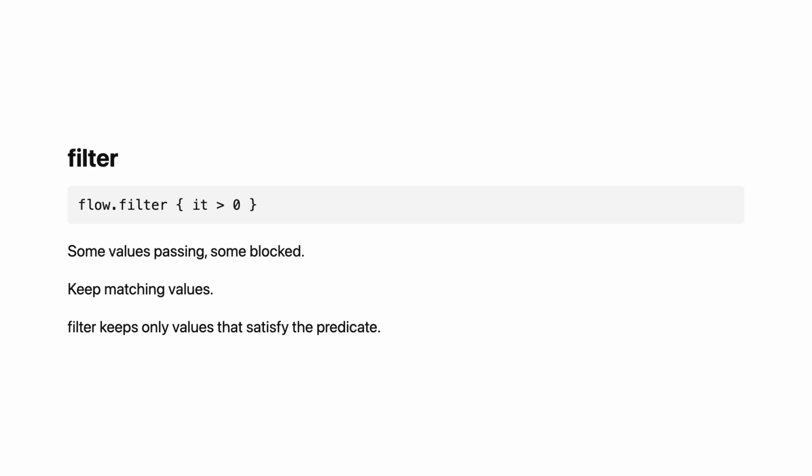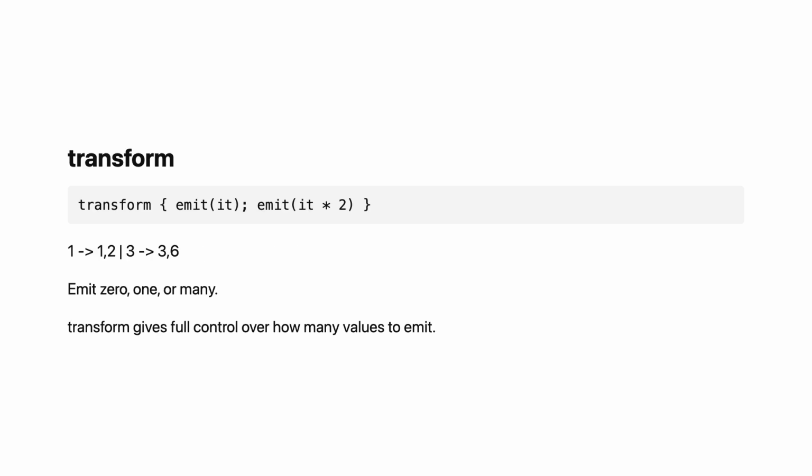Transform gives you full control. Inside transform you call emit yourself. You can emit 0, 1 or multiple values for each input. flow.transform { value -> emit(value); emit(value * 2) }. Each input produces 2 outputs. Transform is more powerful than map. Map emits exactly 1 value per input. Transform can emit any number. Use transform when you need to expand, flatten, or conditionally emit values.